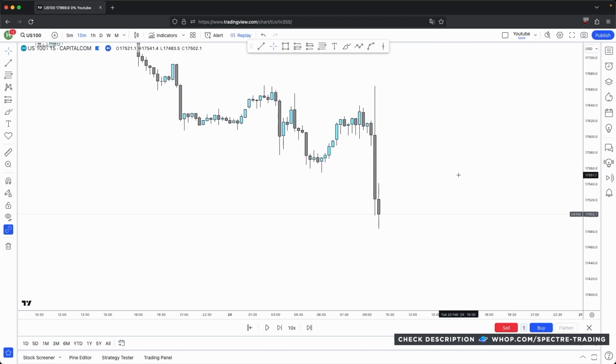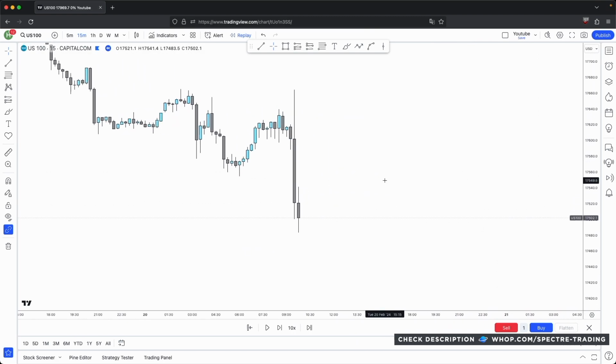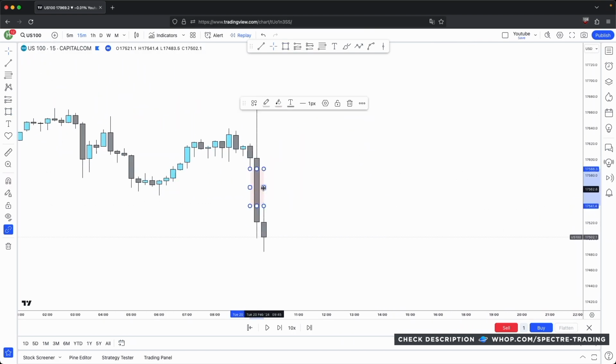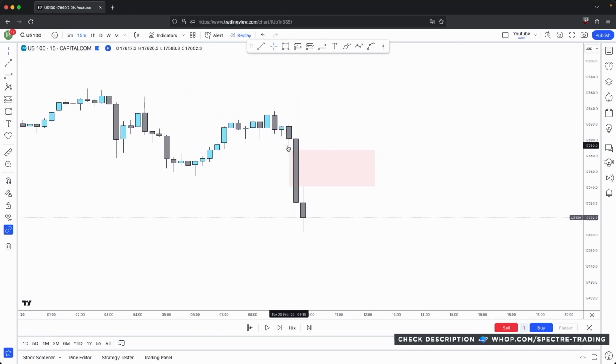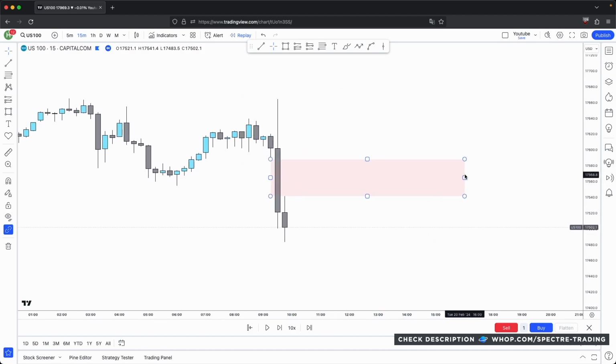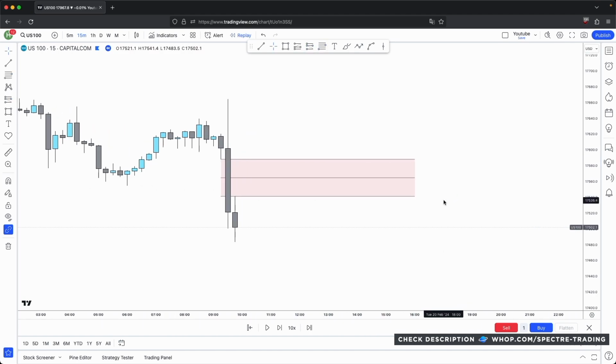Another thing you guys should be aware of is consequent encroachment. So here, we have this sell side imbalance, buy side inefficiency, right? The gap between the first candle's low and the last candle's high. This is where you would mark out your fair value gap, also known as your SIBI. Your consequent encroachment is at the 50% level of this fair value gap. Why the 50% level? Because at this level, price is extremely sensitive.